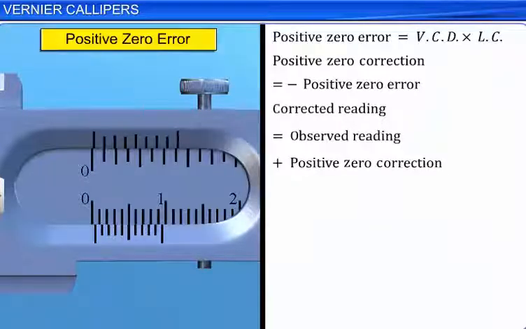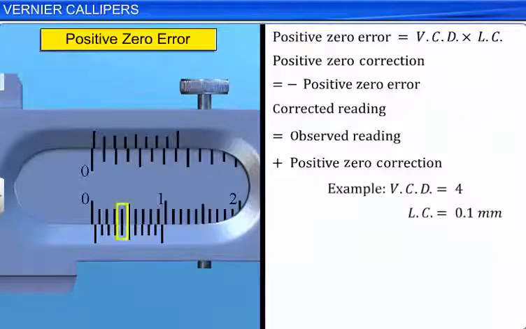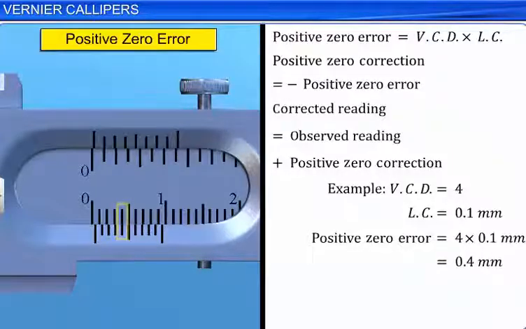For example, when the two external jaws are brought in contact, if 0 of vernier scale is on the right side of the 0 of the main scale and fourth division on the vernier scale coincides with one of the main scale divisions, and least count of the vernier calipers is 0.1 mm. In this case, the positive zero error is equal to 4 into 0.1 mm, which is equal to 0.4 mm. Thus, the positive zero correction will be minus 0.4 mm.